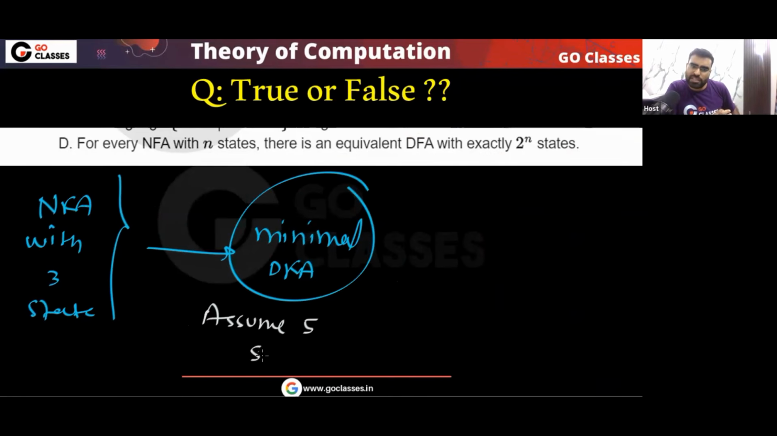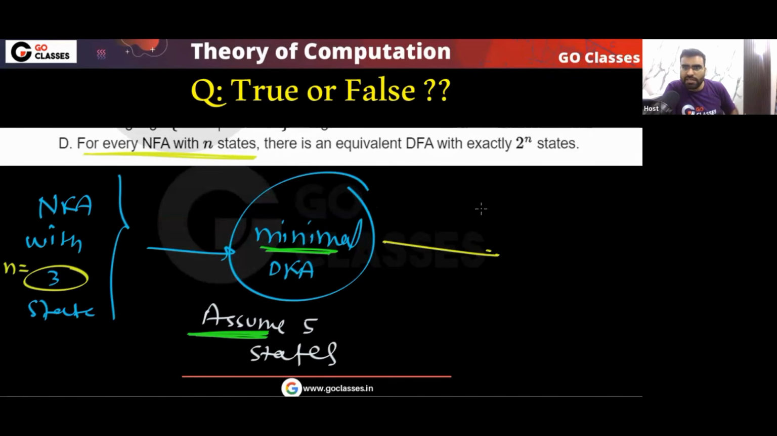Okay, assume there are 5 states. See what I'm saying? The given NFA, let's assume this has 3 states. Now assume that the minimal DFA has 5 states. I'm assuming that the minimal DFA has 5 states. Now tell me, can you create a DFA with exactly 2 power n states?